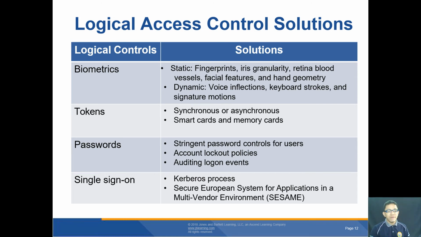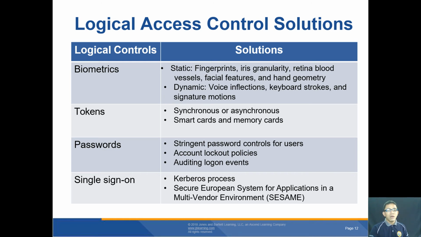Now we have tokens. We have the synchronous or asynchronous tokens, and we have smart cards and the memory cards. Then we have passwords. Stringent password controls for users. Then we have the account lockout policies. Account lockout policies are when you type the wrong password multiple times, you will be prohibited from entering some logon credentials. Then we have also the auditing of logon events.